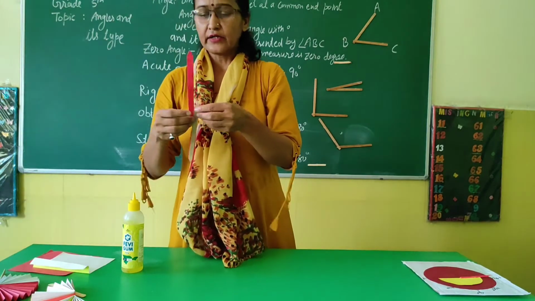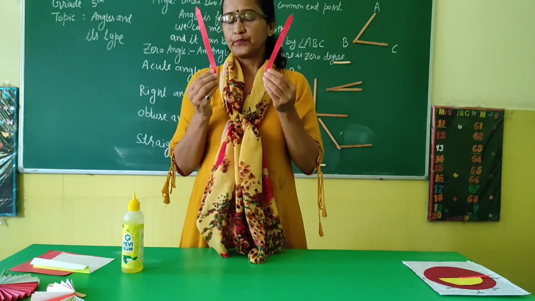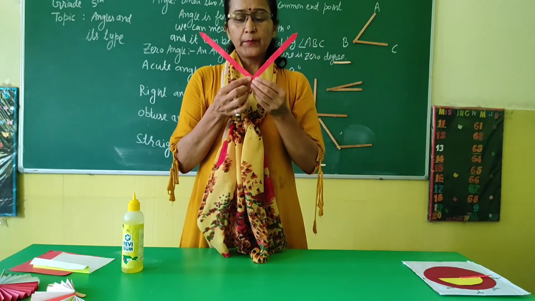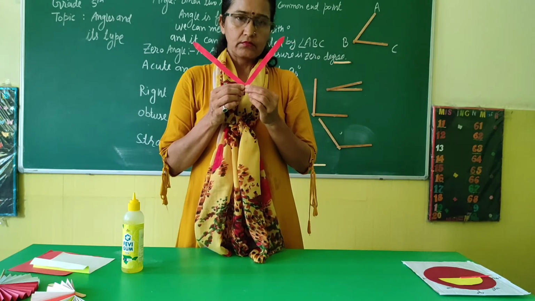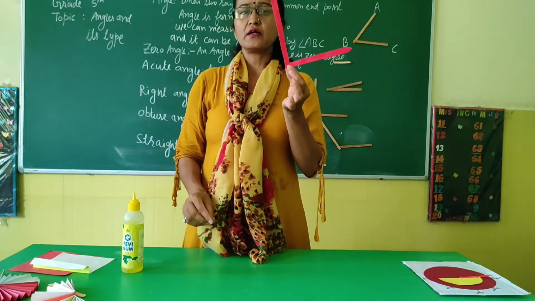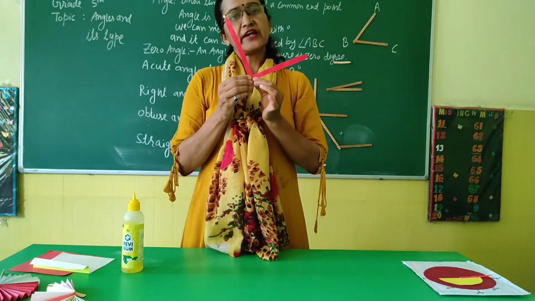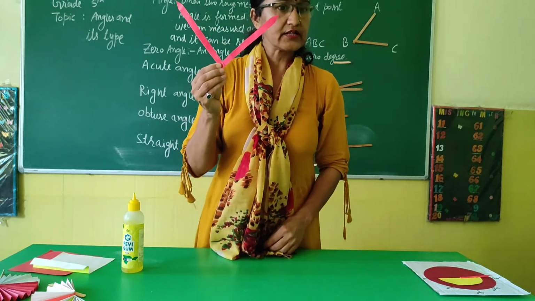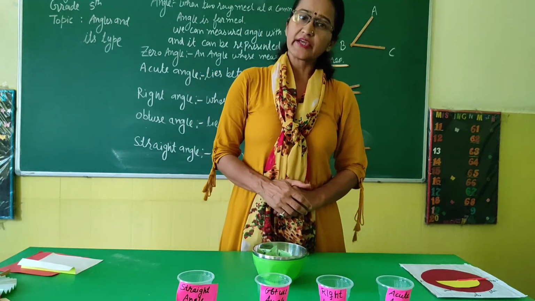Now again another activity. We make an angle tester with the help of these two rays. Now pin these rays with the help of a drawing pin. You make an angle tester and you can measure different angles with the help of this angle tester. Now this is another activity. We are playing a game.